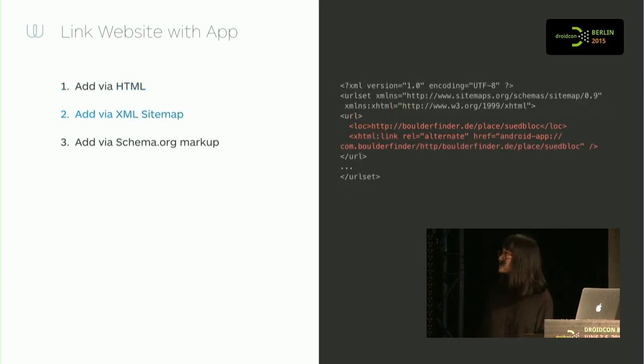Another way is to use the sitemap. The downside of the sitemap is that if you have a lot of content, it's very hard to list it for each and every place. But the good side with the sitemap is that in Webmaster Tools, you can quickly get feedback on how many app deep links were successfully detected.